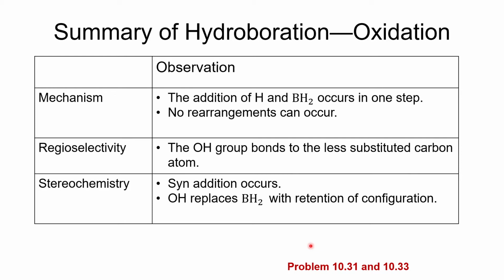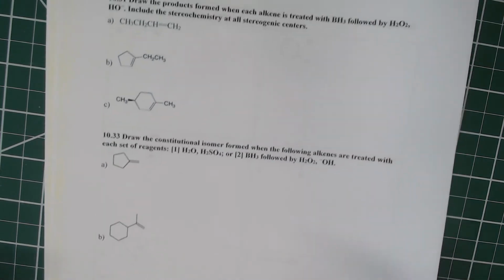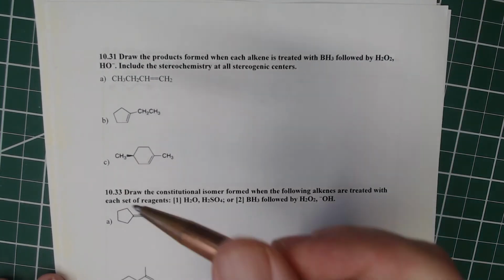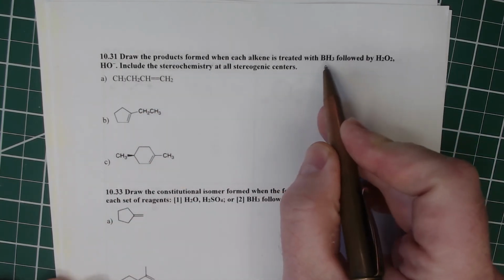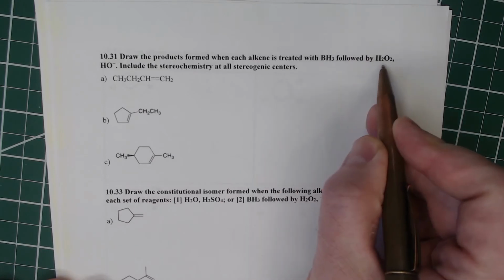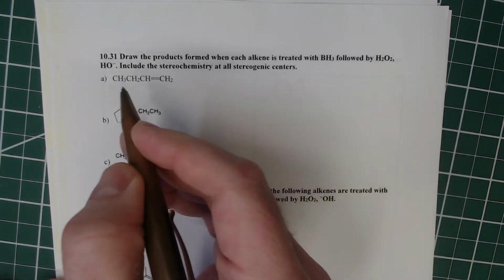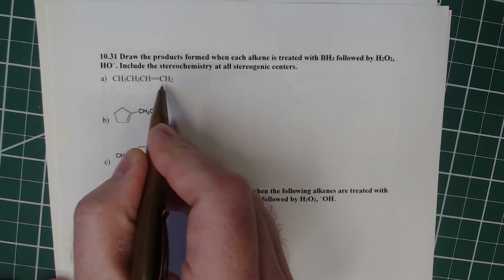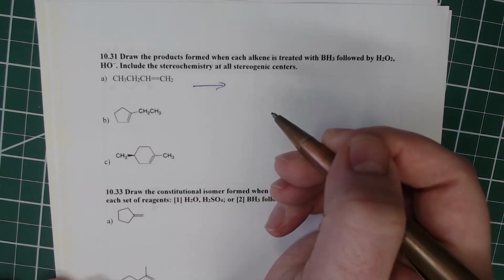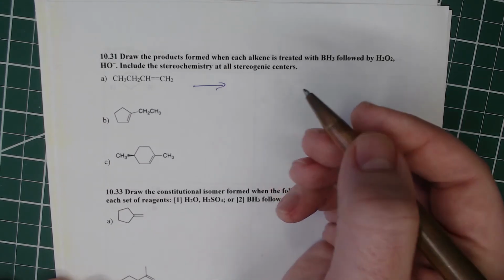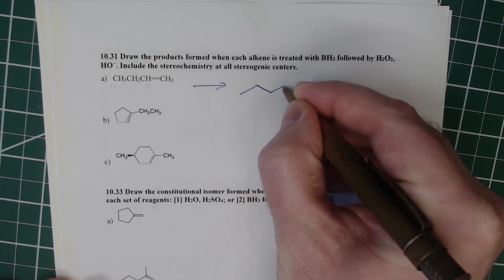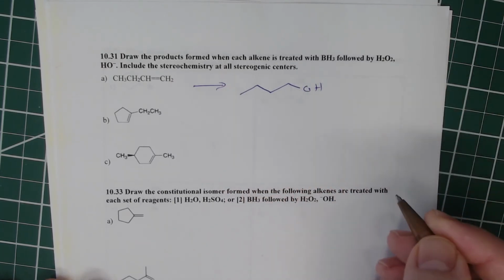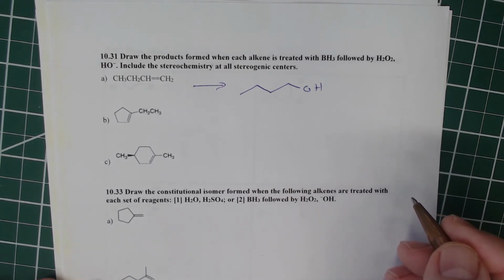So we're going to do 31 and 33. All right, so here we've got 1-butene, and we want to see what product is going to be formed when we add BH3 followed by the oxidation. Well, we're going to add the H and OH across that carbon-carbon double bond in an anti-Markovnikov fashion. So instead of getting a secondary alcohol, we're going to get this primary alcohol. And that's pretty cool.